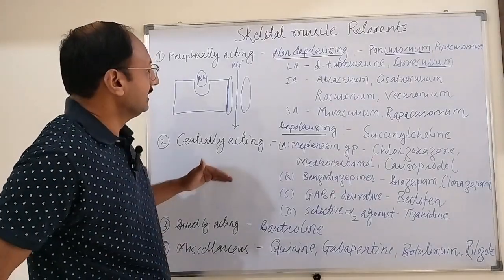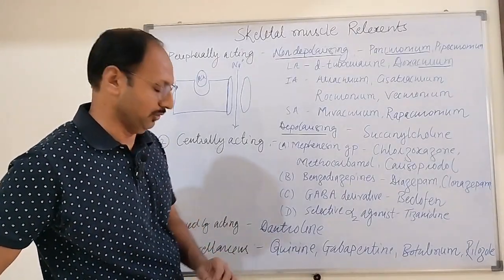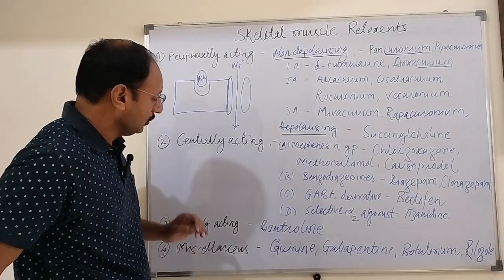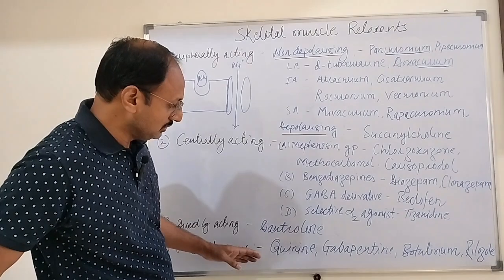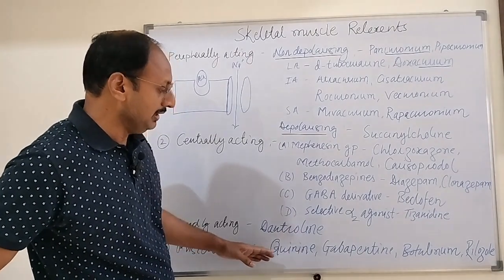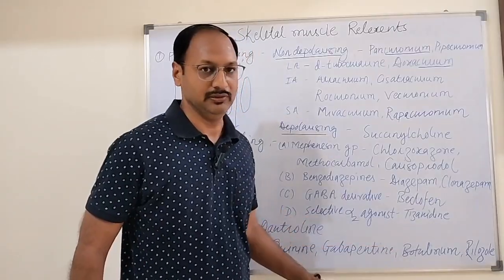Next group is directly acting skeletal muscle relaxants. It includes only one drug, which is dantrolene. And the fourth group is miscellaneous skeletal muscle relaxants, which includes quinine, gabapentin, botulinum, and riluzole.